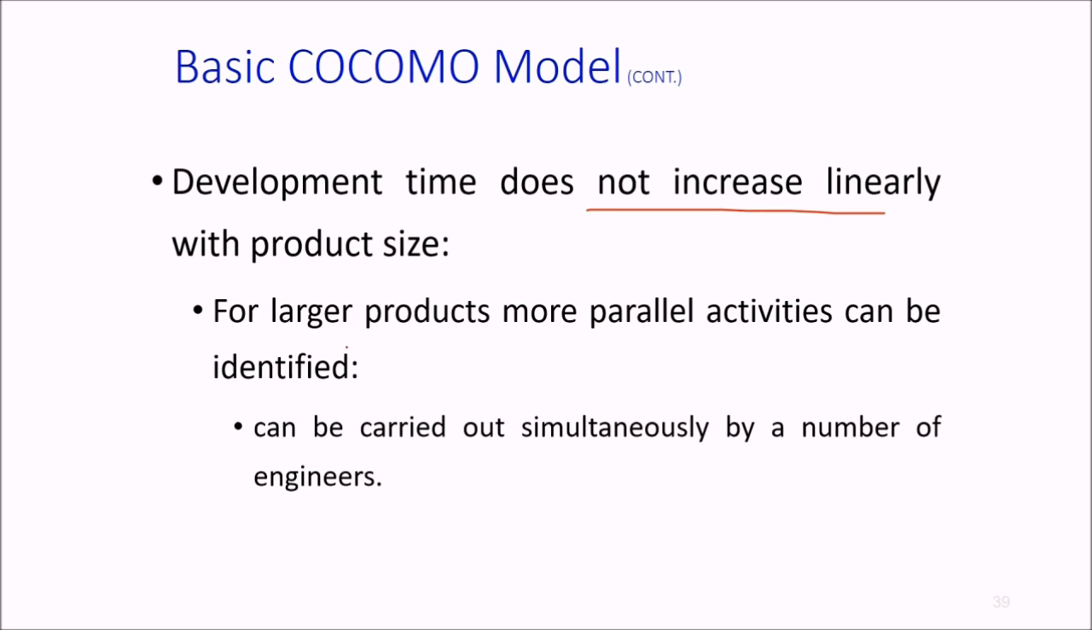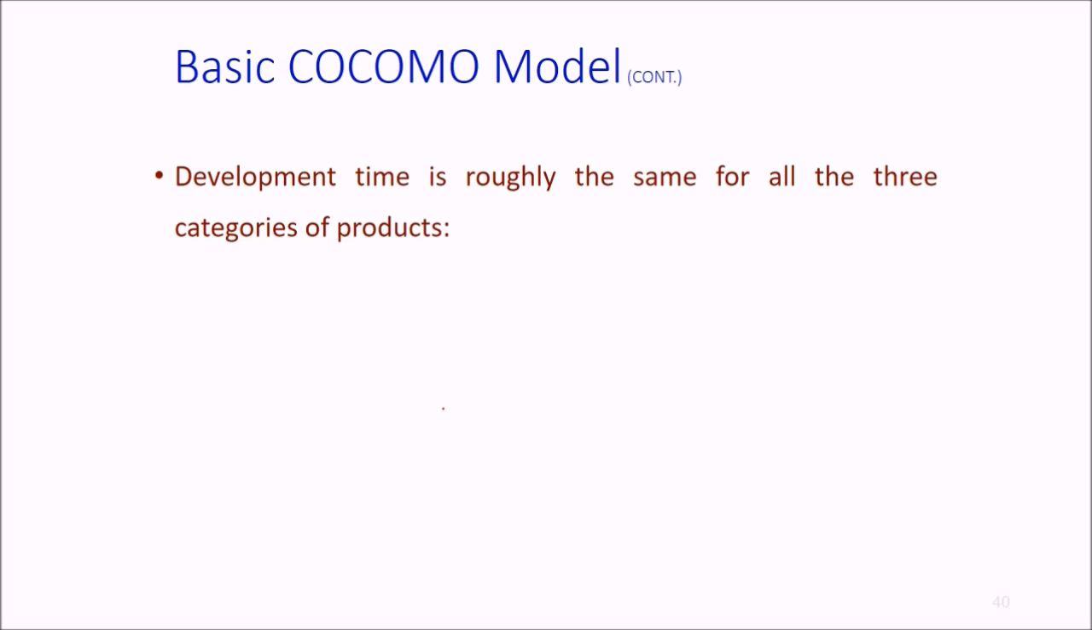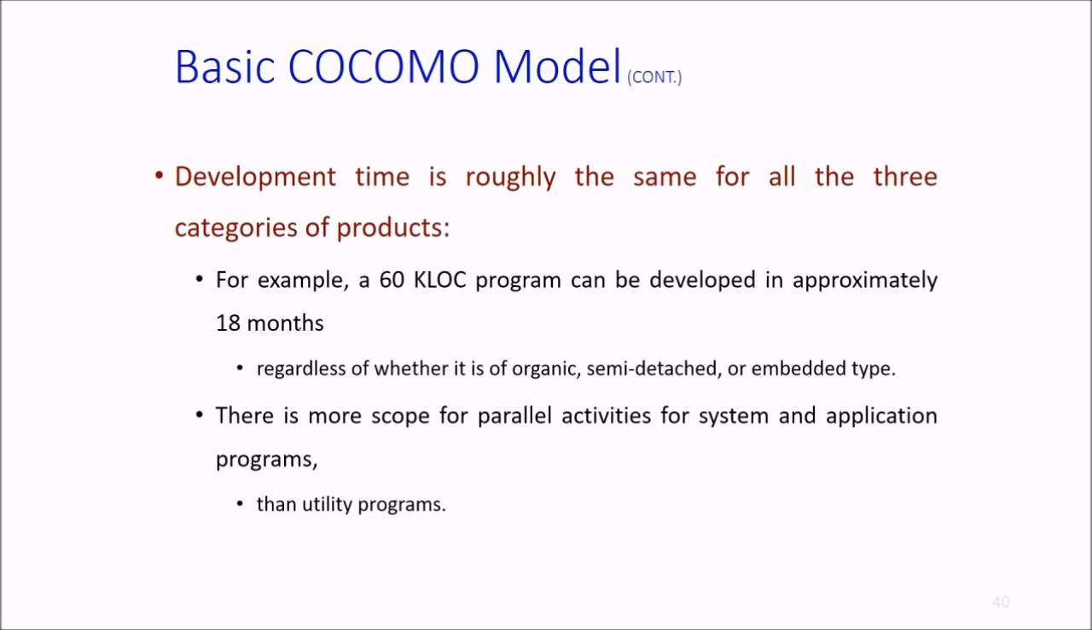For larger products, more parallel activities can be identified, which can be carried out simultaneously by a number of engineers. There is no question of only a few people working. There will be concurrent activities going on. So development time is roughly the same for all three categories, as we have just seen. For example, a 16 kilo line of code program can be developed in approximately 18 months, regardless of the category. There is some scope of parallel activities for system and application programs also, more than for utility programs.